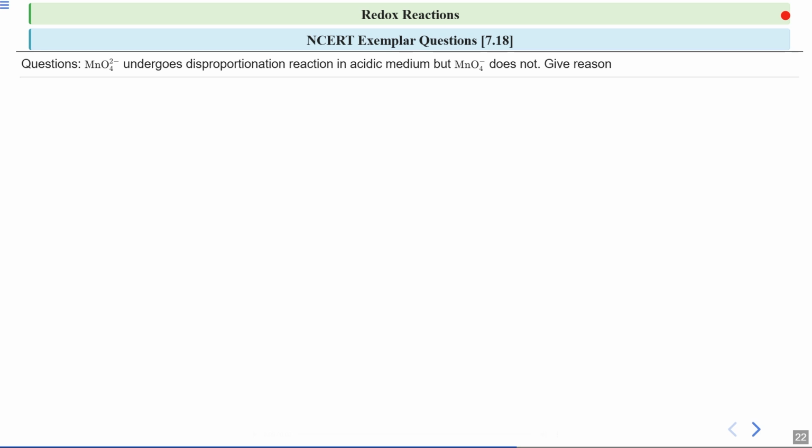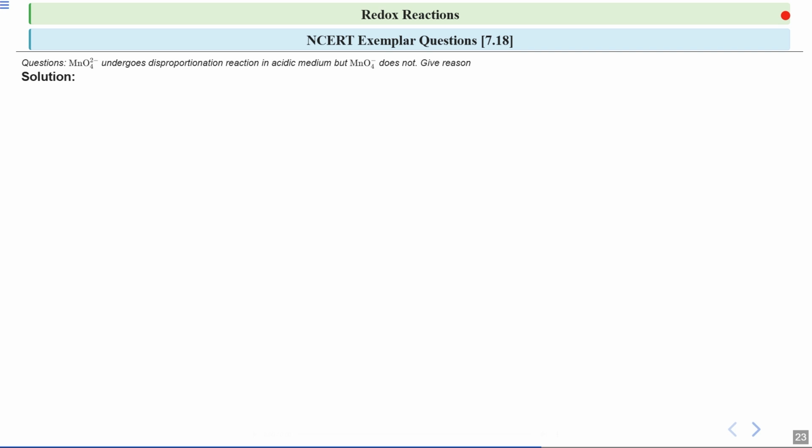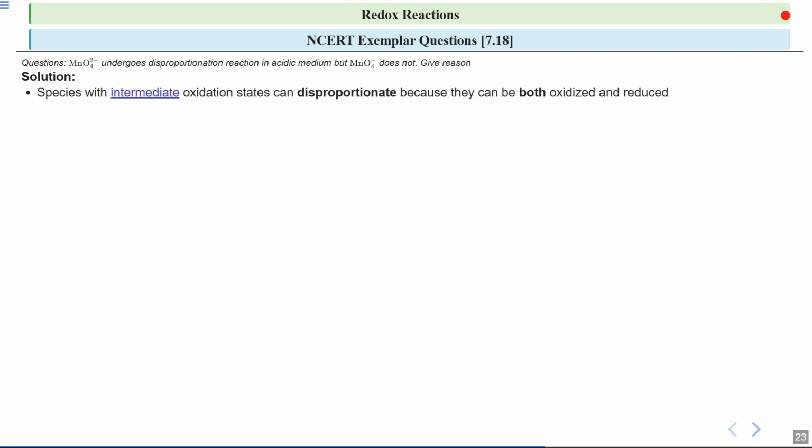Moving on to the next question: MnO4 2- undergoes disproportionation reaction in acidic medium, but MnO4- does not. Give reasons. How can we do it? One thing is for sure: if you want to see a disproportionation reaction, your element should have an intermediate oxidation state for its convenience to get oxidized and reduced both.